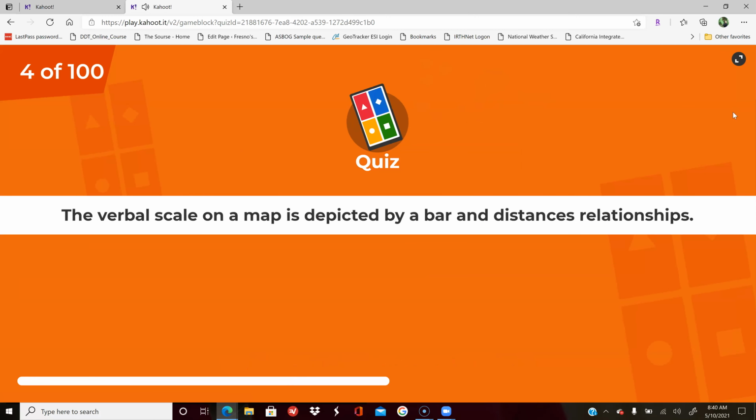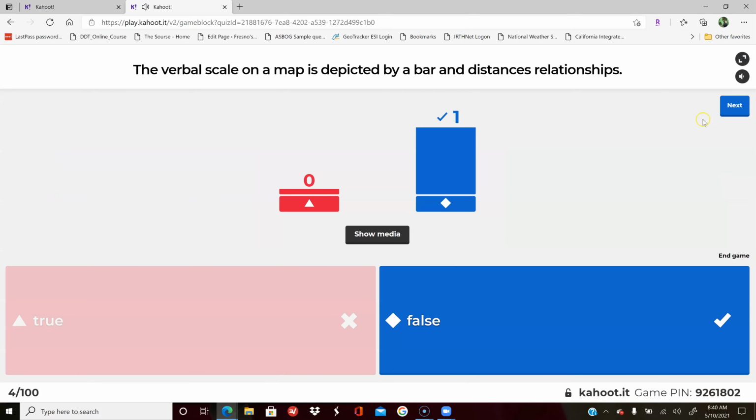A verbal scale on a map is depicted by a bar and distance relationships. This is false. Remember, the verbal scale is the scale that says 1 inch on this map equals 32 feet on the ground. Okay, the bar and distance relationships are the bar scale.